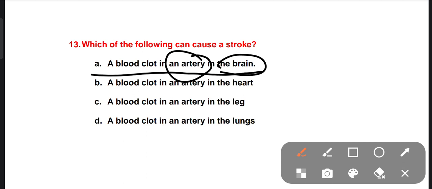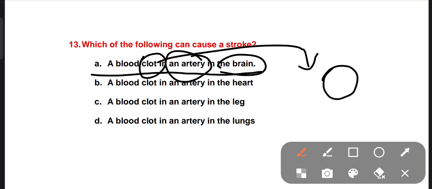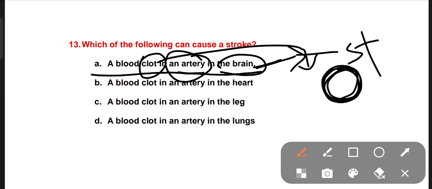So a clot is nothing but agglutinated blood. When the blood is clotted, it will become a hard structure. When it enters near the brain, if it is present in the artery, what will happen? It will stop the blood circulation to the brain. After the cessation of blood to the brain, what will happen? The person goes to the stroke stage. So the right option is option A.